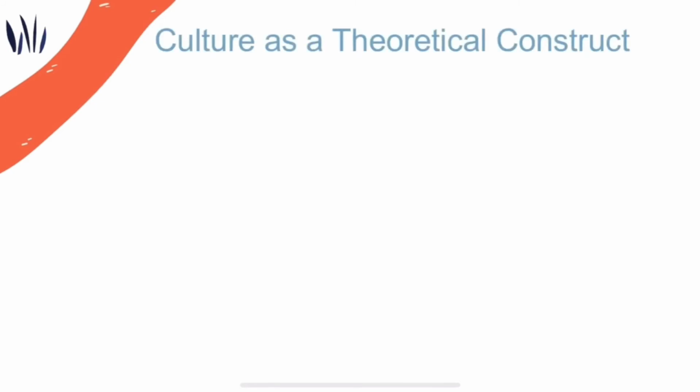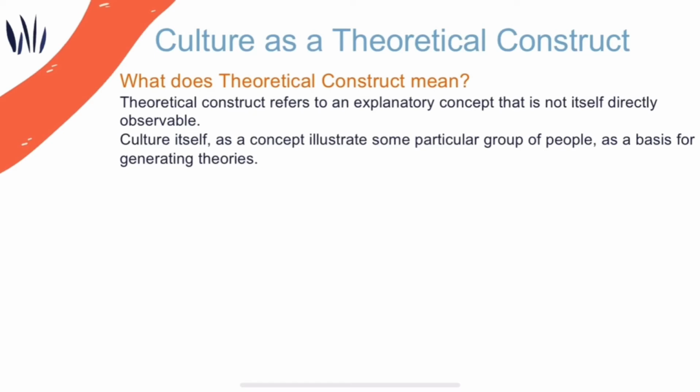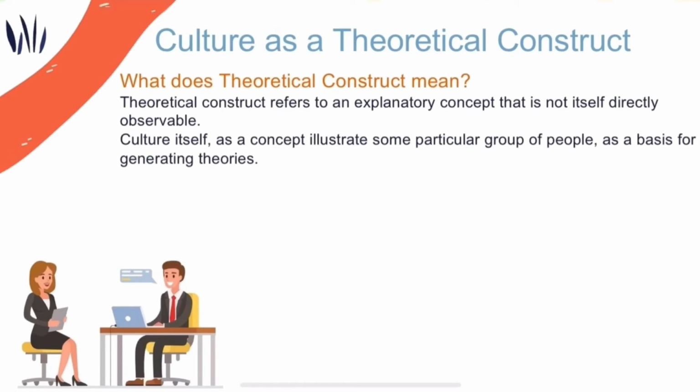Next is culture as a theoretical construct. So what does theoretical construct mean? A theoretical construct refers to an explanatory concept that is not itself directly observable. It is based upon certain visible characteristics that make up a phenomenon. Just like culture itself, as a concept, it illustrates particular groups of people as a basis for generating theories. For example, the language used in a job interview in which they raise up their achievement or skill.